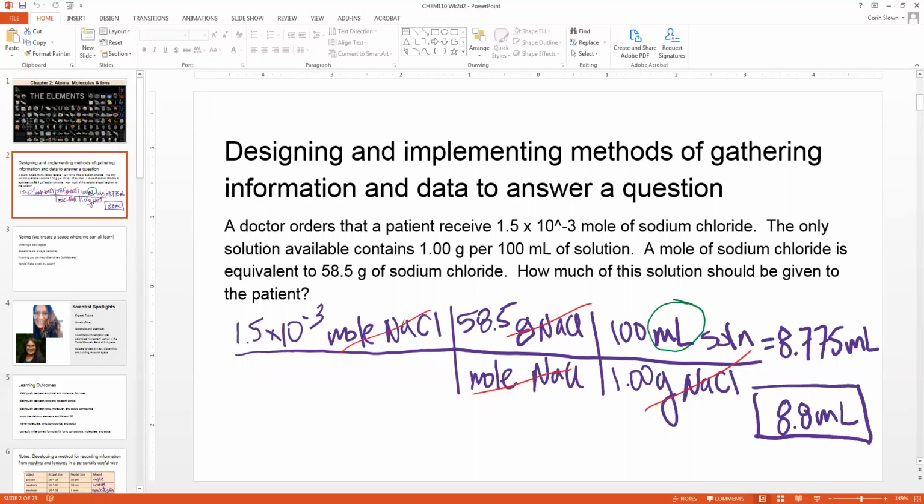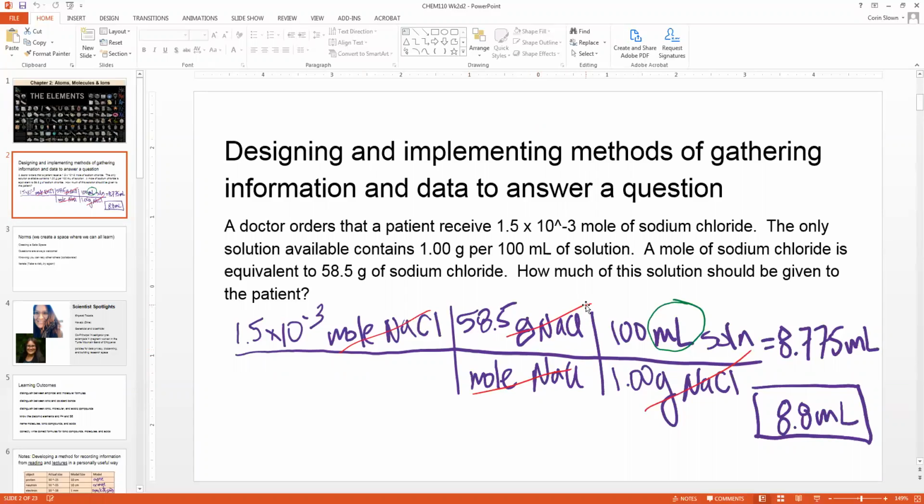So this is again making sense of dimensional analysis or unit conversion. We're going to take the information that we're given, which is the moles, or the amount of sodium chloride that we have, and then we're going to use this conversion factor, which is 1 mole of NaCl is equivalent to 58.5 grams of NaCl. That allows us to cancel the unit of moles.